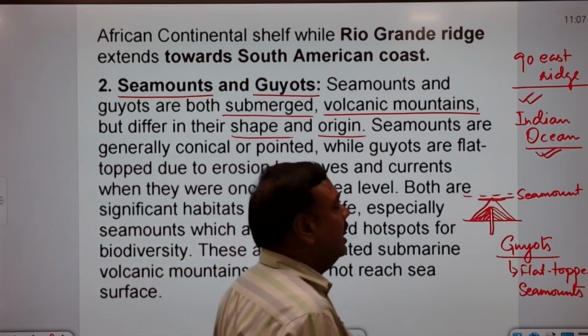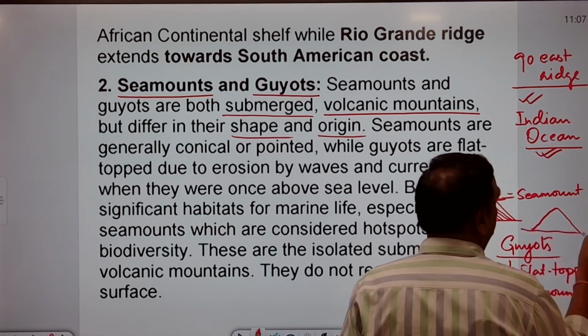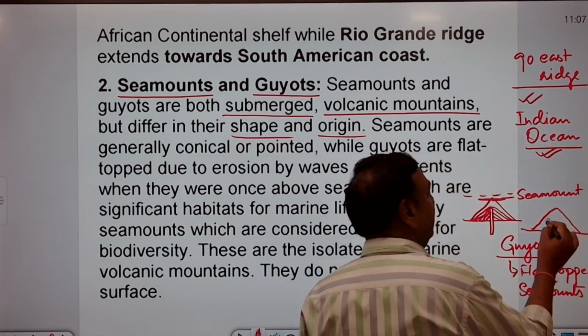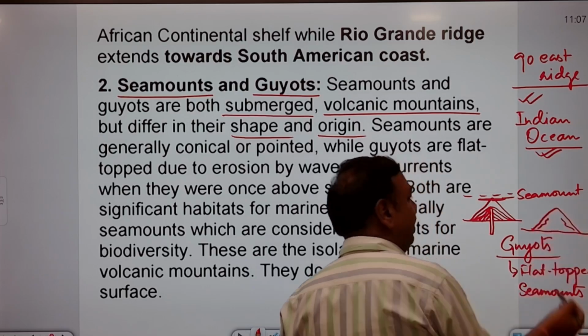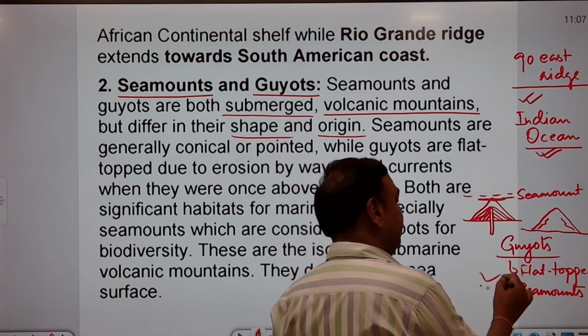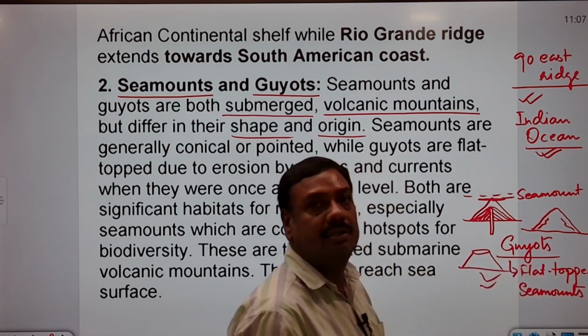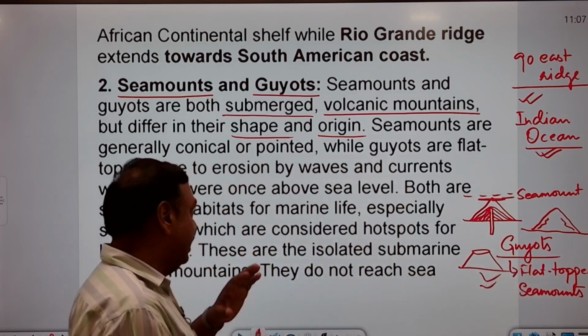If we say that a volcanic cone is attaining a pointed summit, right? If they are attaining the pointed summit, they are called seamounts. But the flat-topped seamounts are called guyots. Got it? This is the difference between them.